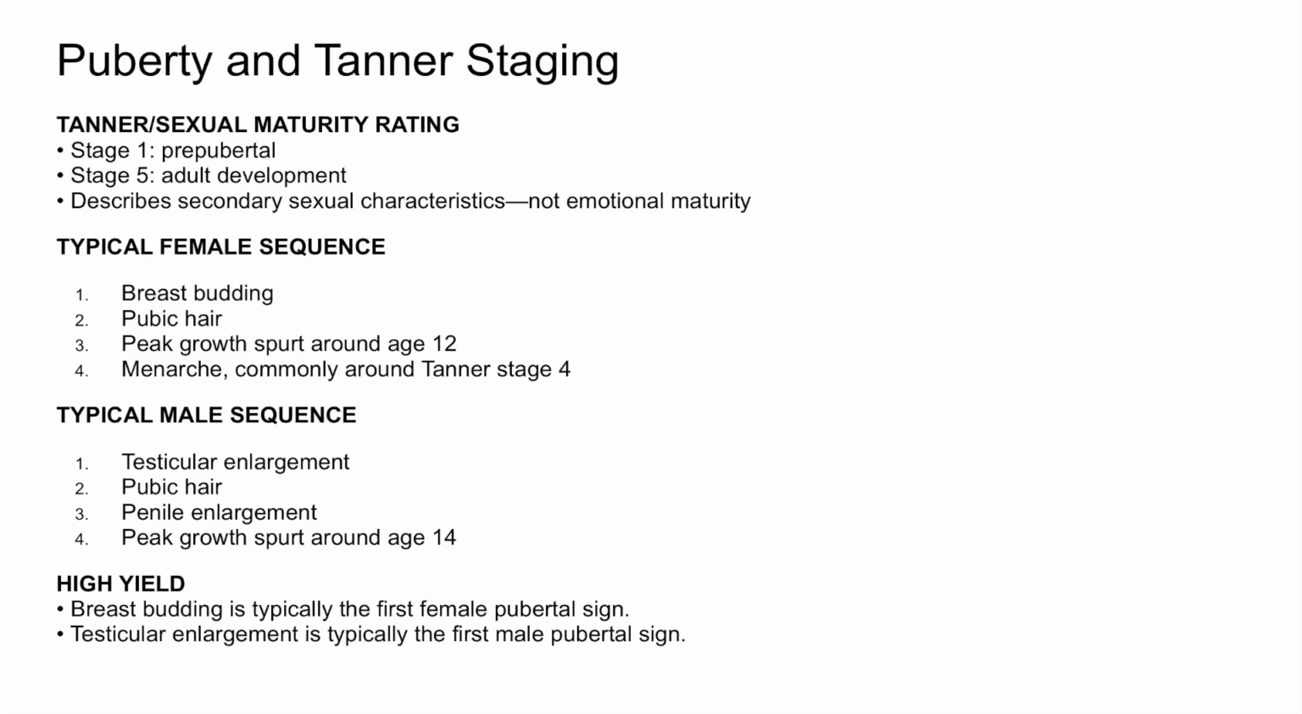Chronologic ages vary, so sequence and tempo are often more informative than a single age. Pubertal development beginning before age 8 in girls or 9 in boys suggests precocious puberty. So absence of breast development by 13, testicular enlargement by 14, or menarche by 15 warrants evaluation for delayed puberty.